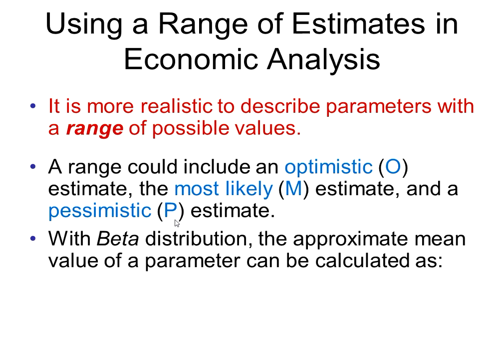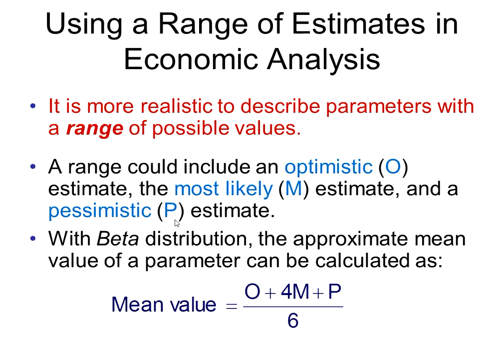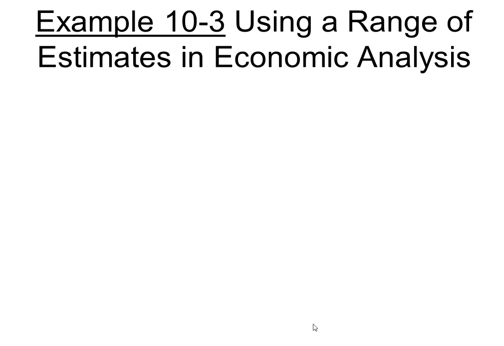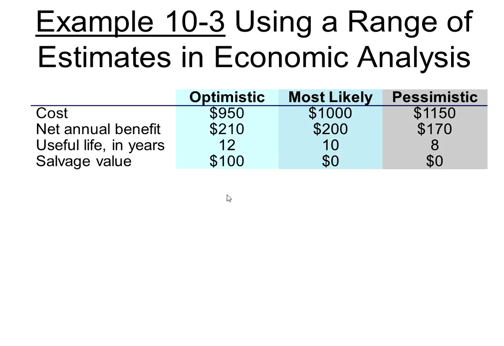So then you could use a beta distribution with the approximate mean value of parameters that can be calculated using this formula. It's the optimistic plus the pessimistic plus 4 times most likely, divided by 6. So let's take a look at this example. So we have optimistic, most likely, and pessimistic cases.